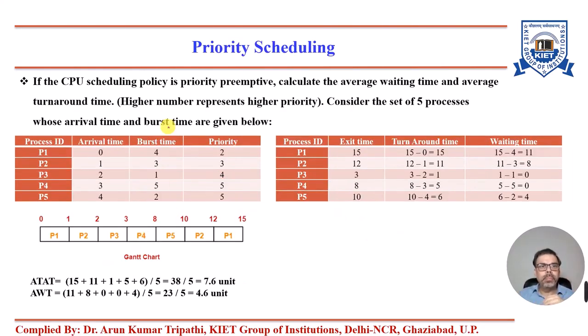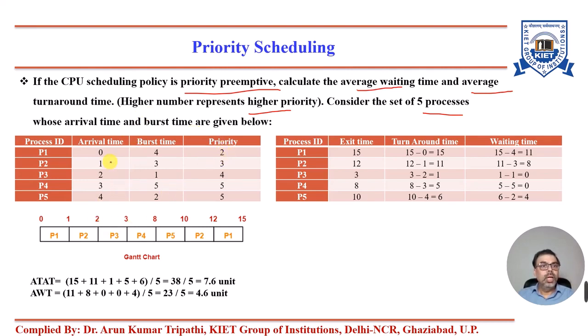This is the preemptive priority algorithm example. Again, we have to calculate the average waiting time and average turnaround time. Here, the higher number is considered as the higher priority, and there are 5 processes whose arrival time and burst time are given as follows, along with the priority.